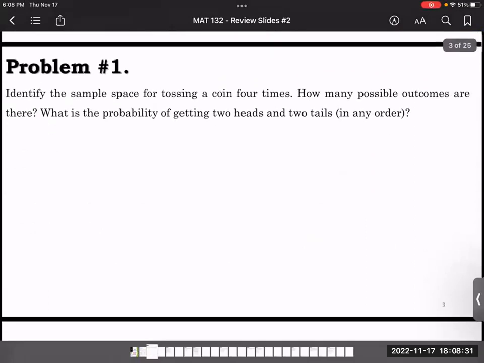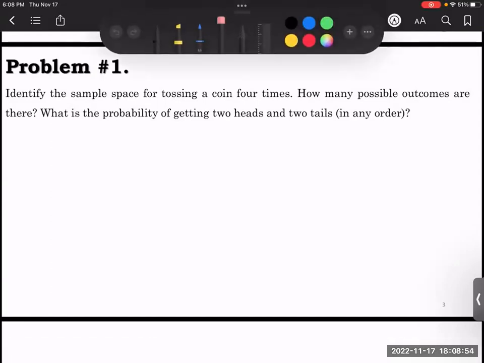So problem 1 states: identify the sample space for tossing a coin 4 times. How many possible outcomes are there? And what is the probability of getting 2 heads and 2 tails in any order? My hint for problem number 1 is creating a tree diagram. You're going to create a tree diagram.